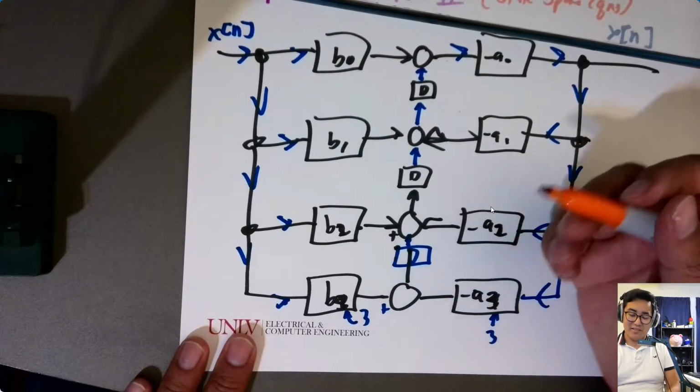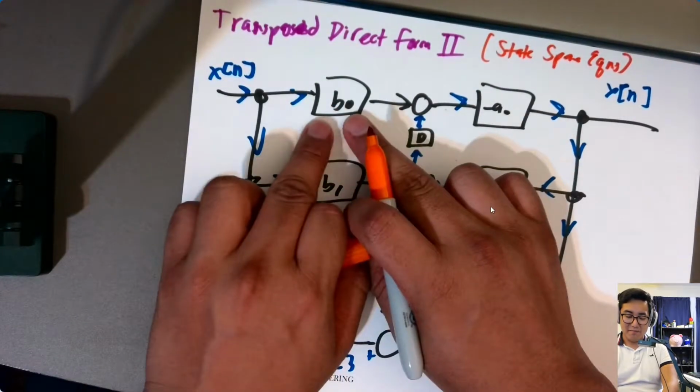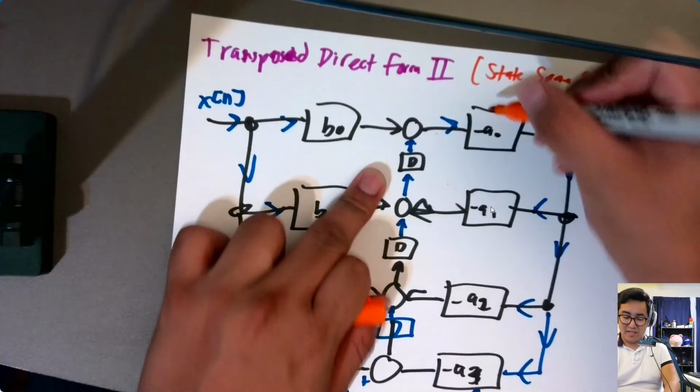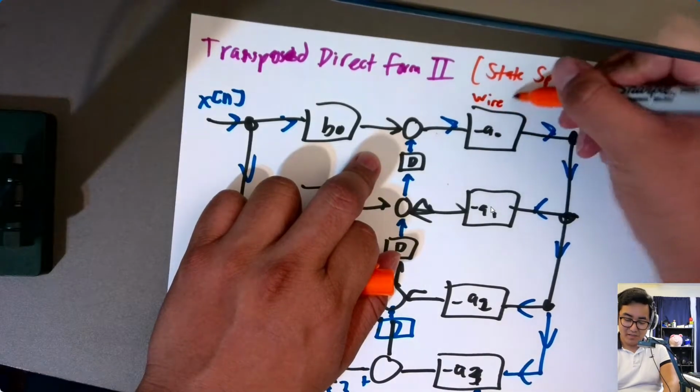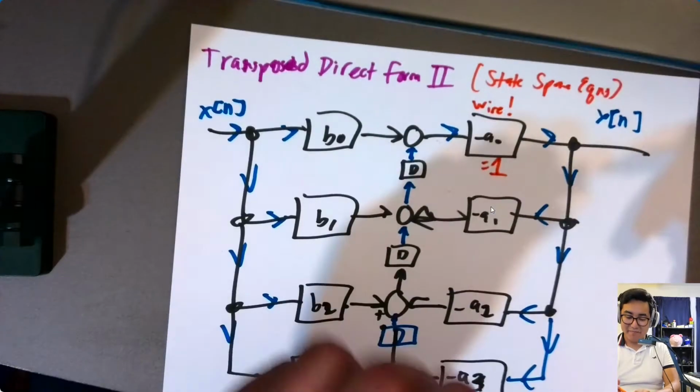Okay, let's just tackle this problem. Let's start right here. So we have B0 and A0. Well, A0 is a wire, which is equal to 1. So don't forget that.